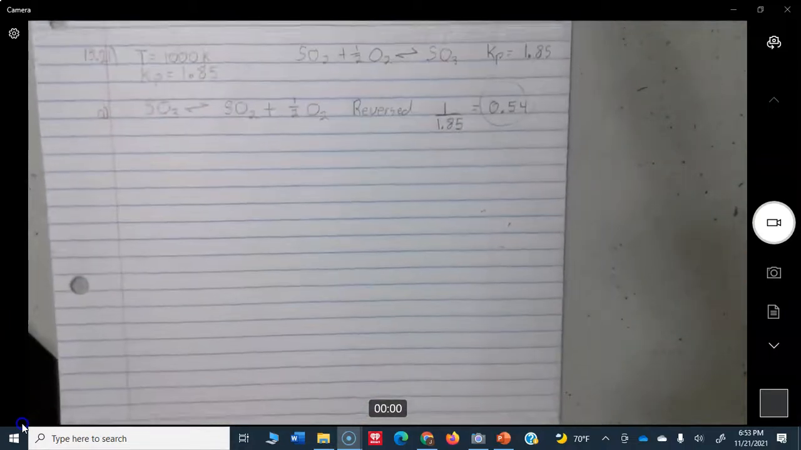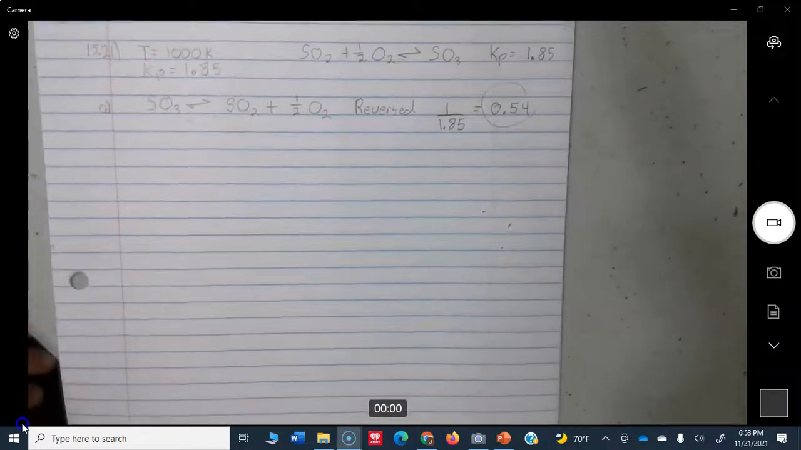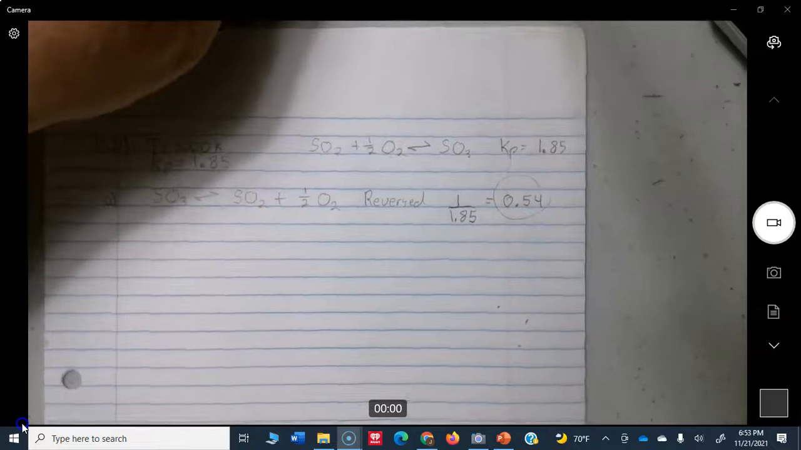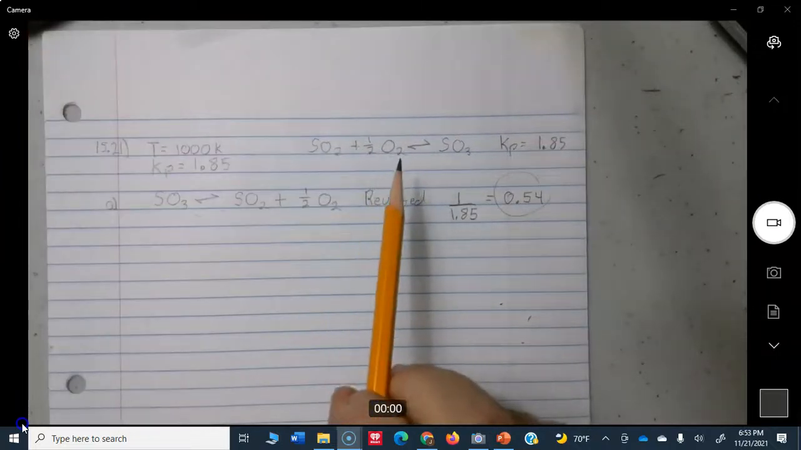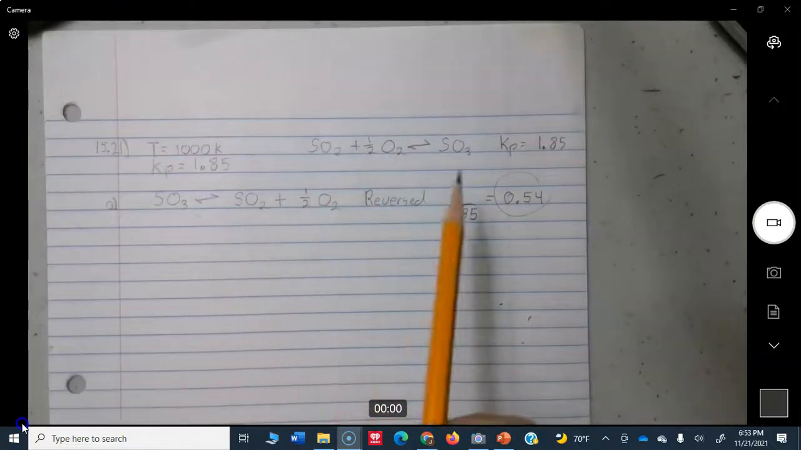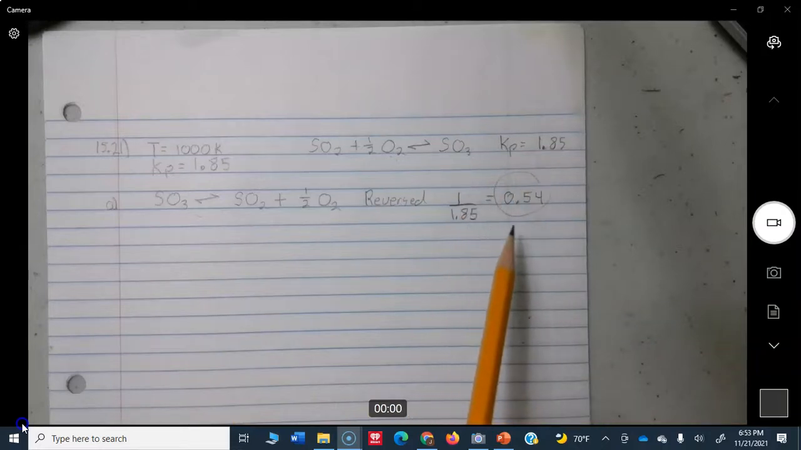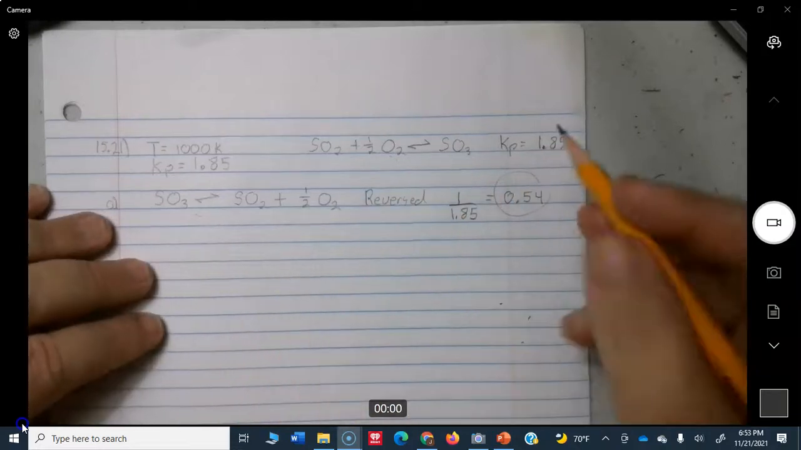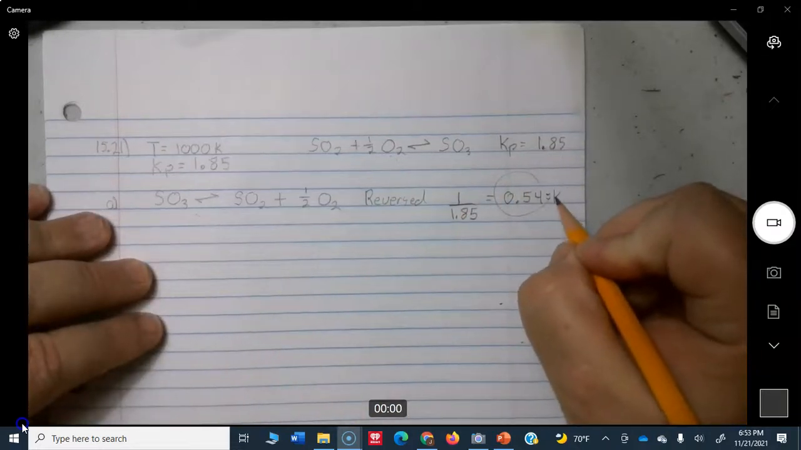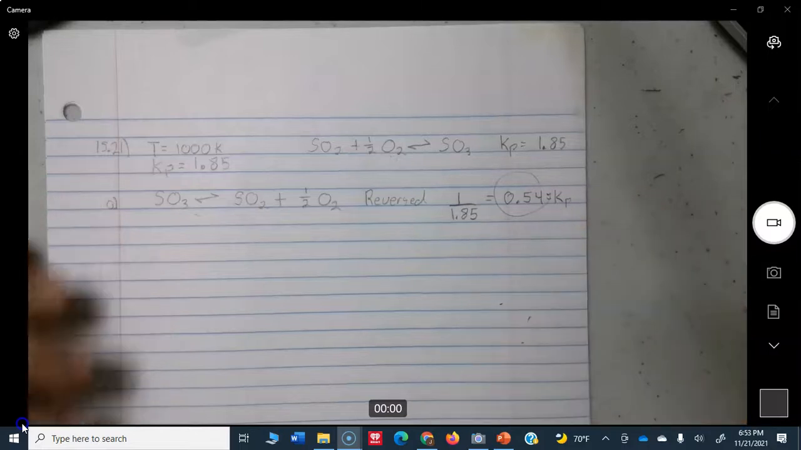Whoops, I was off screen the whole time. Sorry about that. Okay, there you go. Let me get myself on screen. Okay, so we took this reaction. In part A, they reversed it. They just flipped it around. That's reversed, so that means you take the reciprocal of your Kp. So your new Kp for this reaction equals the reciprocal of Kp for that reaction, which is going to be 0.54.